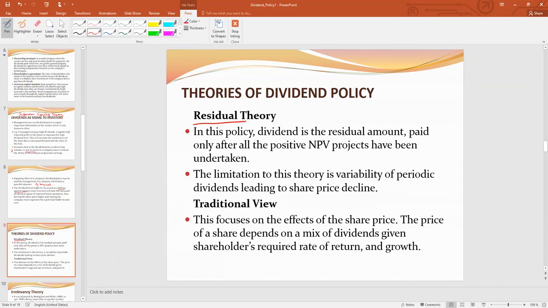We have been asked, what are the factors? What are the theories? It was a very indirect question, but it was asking us to discuss the theories of the dividend in relation to their impact on the share price. That's on the first two theories.